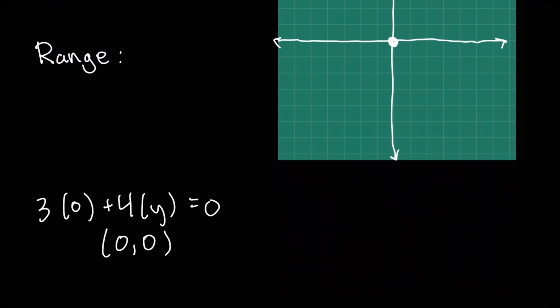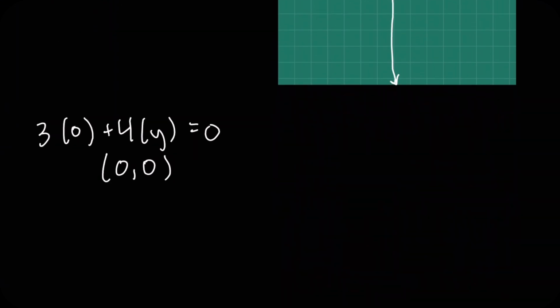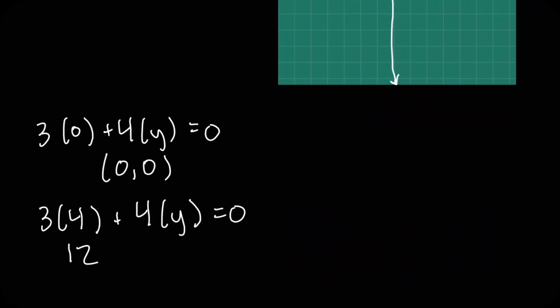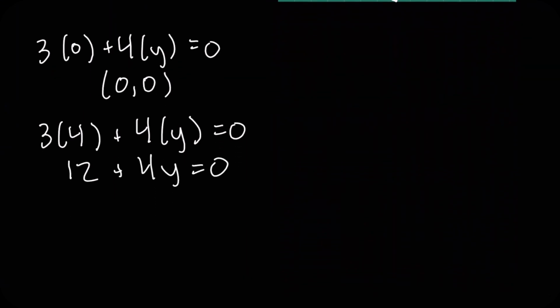Let's say, for example, that x is equal to 4. What's y going to be equal to? So if we just say that x is equal to 4, let's solve for y. This will give us 12 plus 4y is equal to 0. Subtract your 12. And we're left with 4y is equal to negative 12, or y equals negative 3.